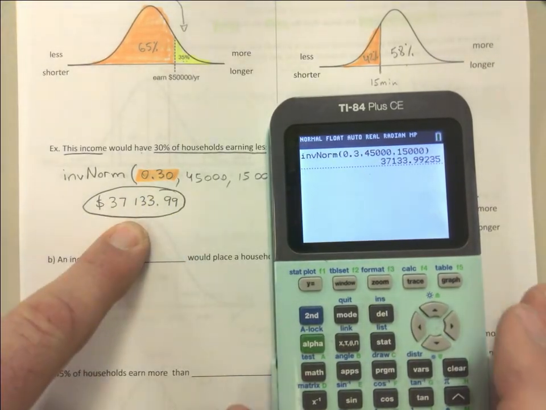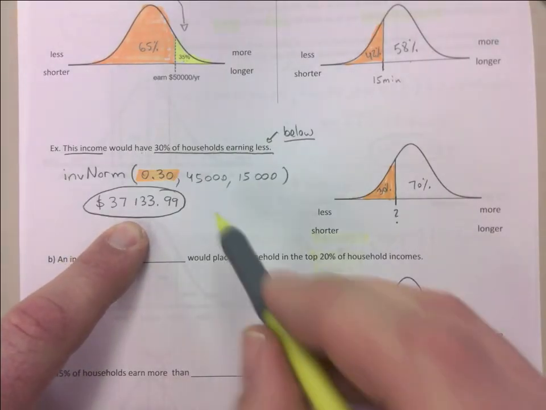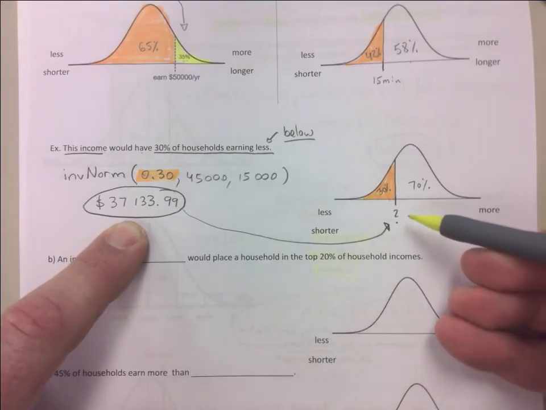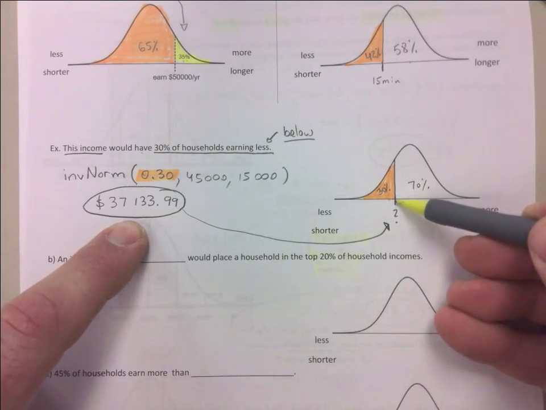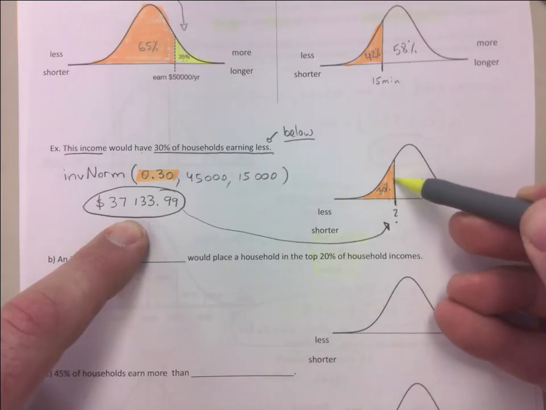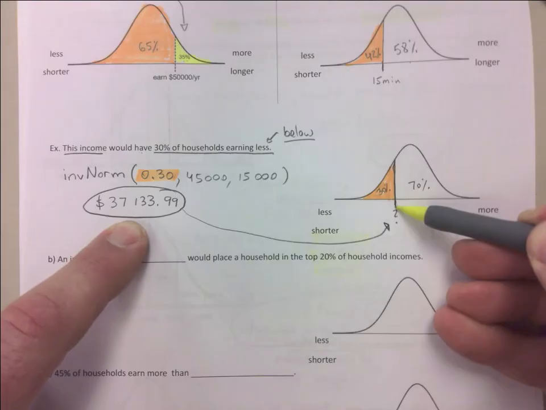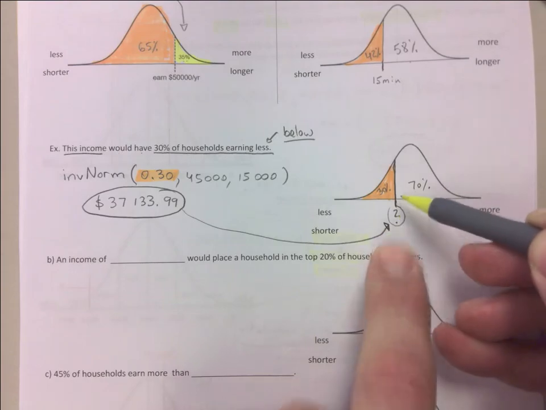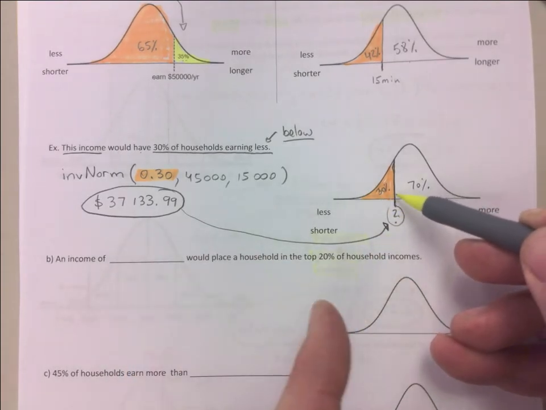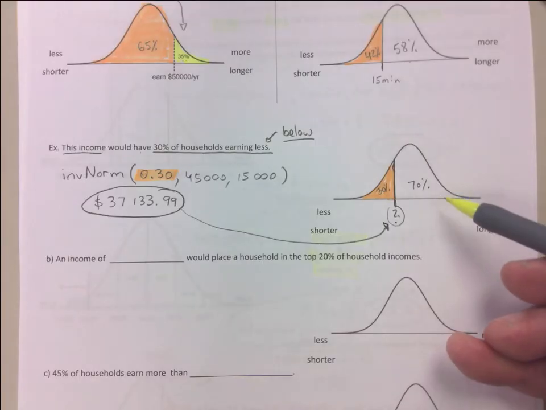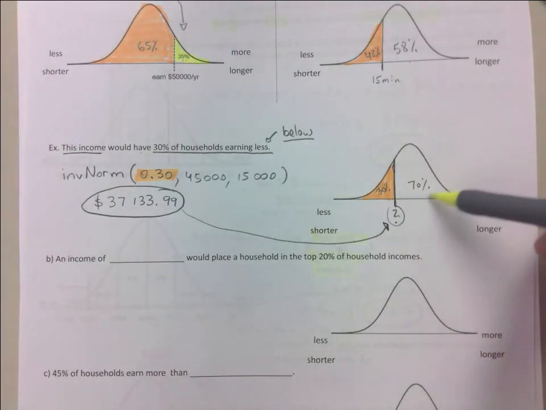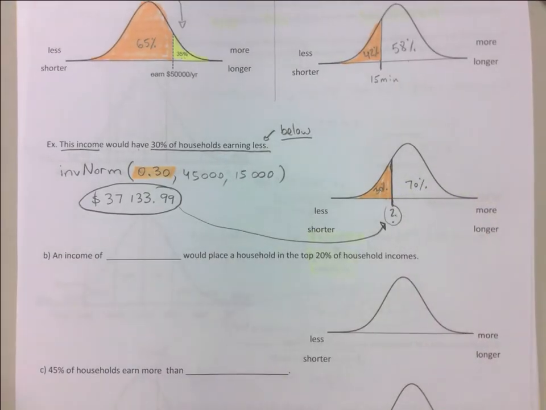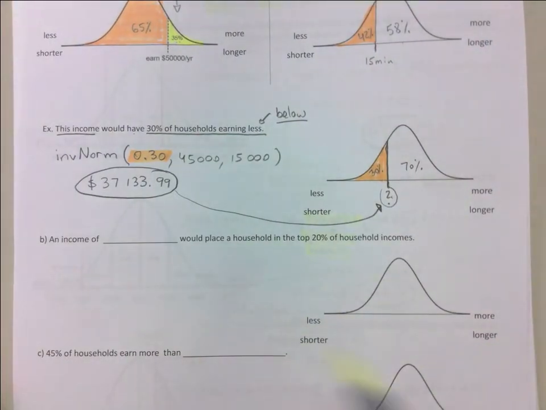That income, which you just found right here, it was an unknown not too long ago, but that is the income that would line up with that slice. If you were to slice it up here, you would have that income down here. So 30% of families make less than that, 70% of families make more than that. But inverse norm doesn't care about the 70, it only cares about this. Okay? Okay, let's do another one. And then I'll call it a day.